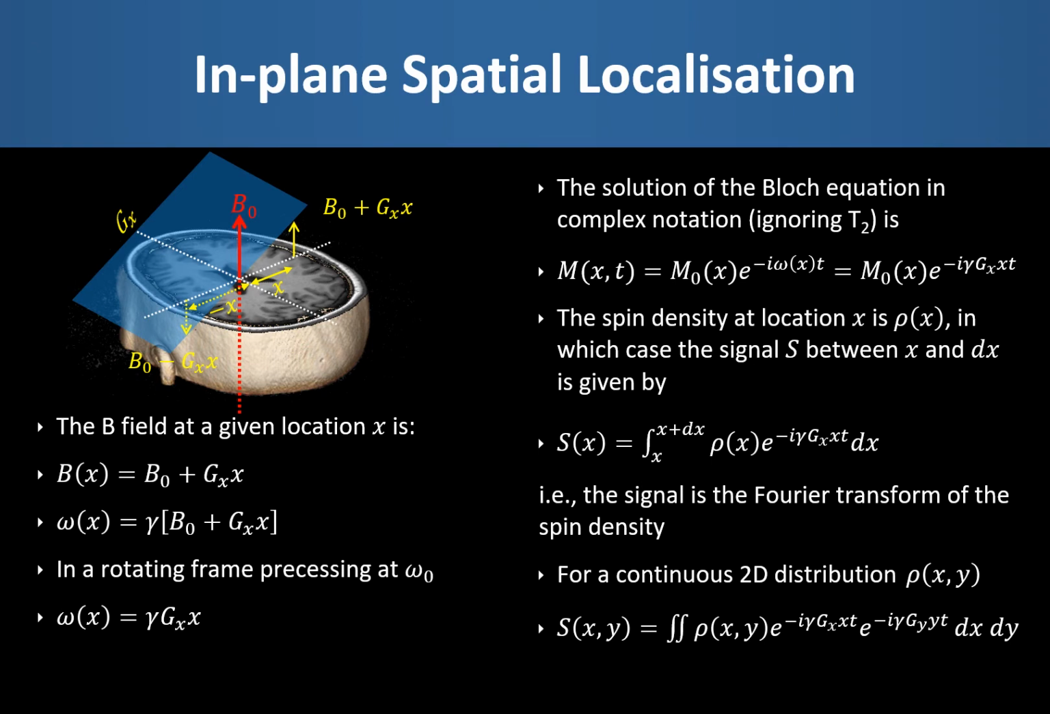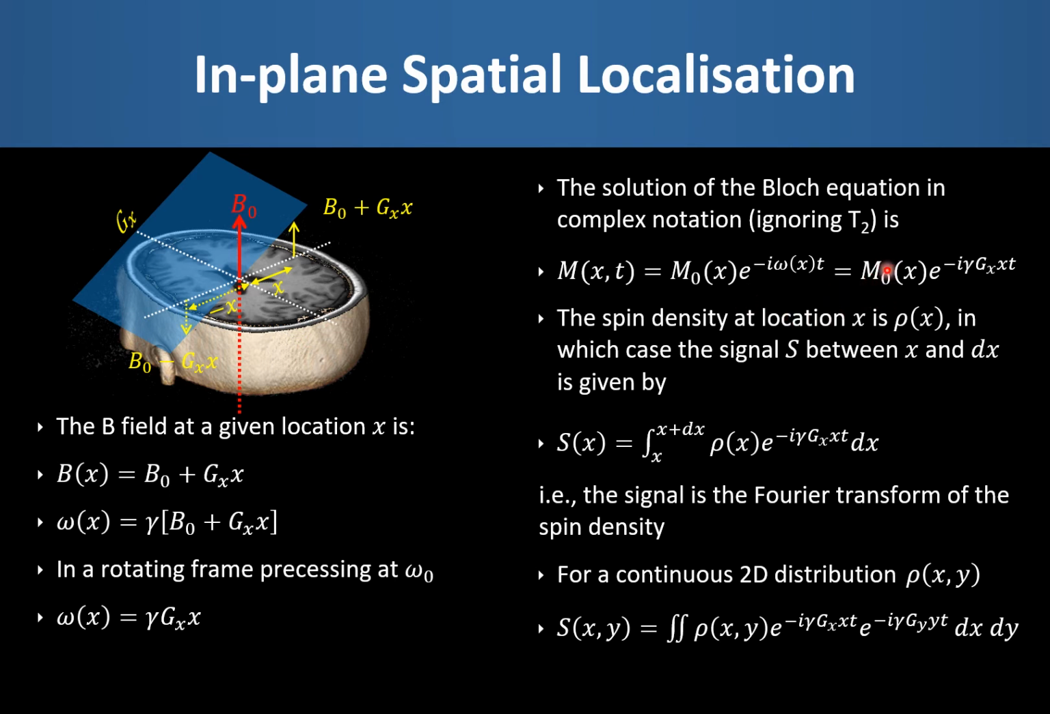Now we have successfully nutated the spins in our desired slice, we need to spatially encode the MR signal in plane. As we have previously seen, we can do this using magnetic field gradients. And if we express the solution of the Bloch equations for the transverse magnetization in complex notation, and ignoring T2 relaxation for the moment, we have an expression for the signal in the x direction.